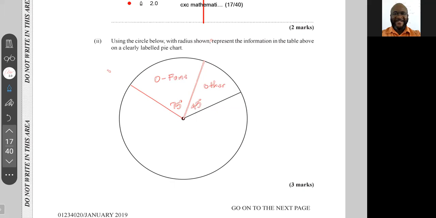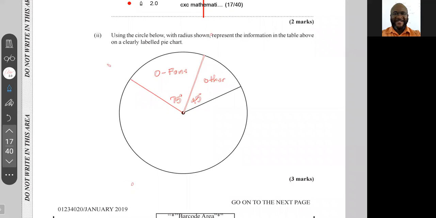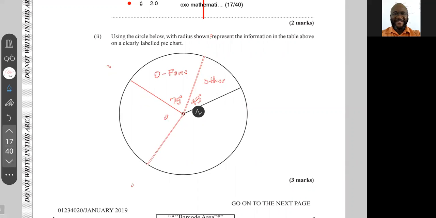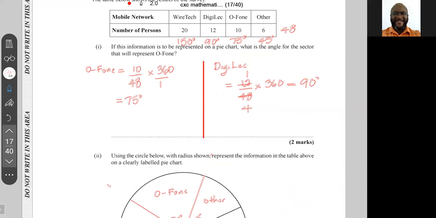Then the last line becomes my 0 line. And the next angle larger than 75 is 90. So I line it up. I mark off the angle for 90 degrees. I line up the mark with the center. I draw a line and stop it at the circumference. So this is 90 degrees, and 90 degrees corresponds with what? Digilec.